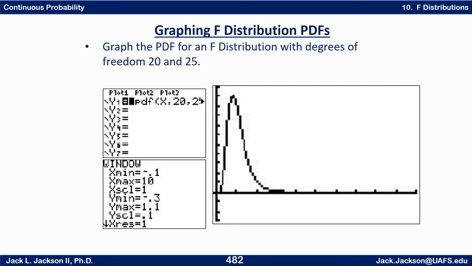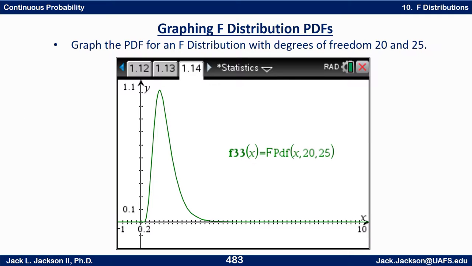Here's the window that I happen to use on this particular one. Here's the same graph on an Inspire, which is better looking. Actually, the Inspire even makes it 0 over here. So it's 0 over here, goes through the origin, then comes up, maxes out, comes back down, and levels out to the x-axis. Of course, the total area under that curve is 1, as it is with any PDF graph.